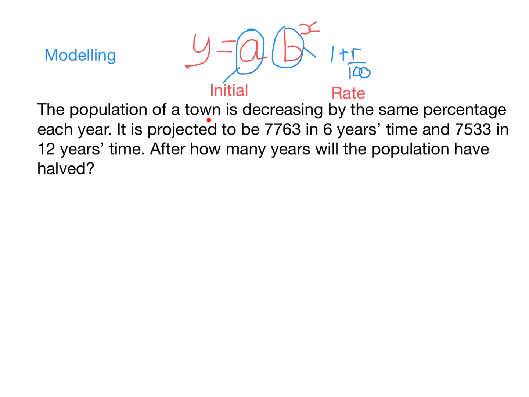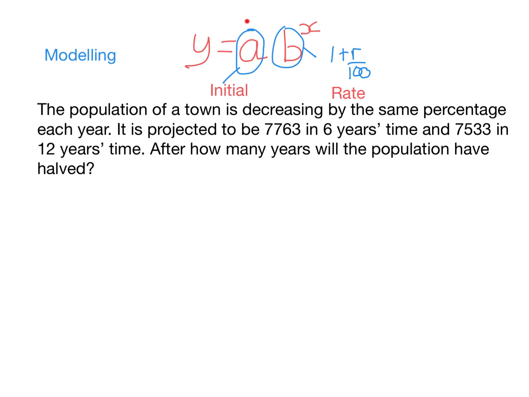So let's look at the question. Population of a town decreasing by the same percentage each year. That means that this is exponential. It means that it's decreasing at a decreasing rate. It's not linear. What that means is population is projected to be 7,763 in 6 years, and this in 12 years. So the population's gone down from here to here by about 230 people, but it's not linear. It doesn't mean that the population is going down by 230 every single year. Because it's decreasing by the same percentage, it's exponential. So what will actually happen is in the next 6 years, it would decrease by fewer than 230 people.